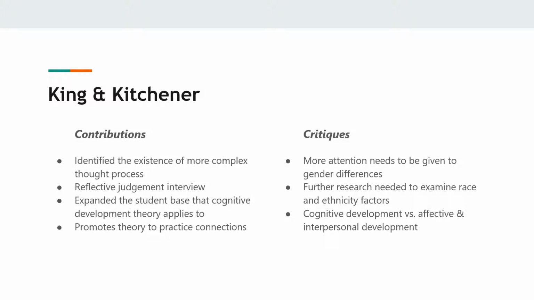King and Kitchener identified the existence of a more complex thought process in response to ill-structured problems, or problems that do not have a definite solution. They used reflective judgment interviews, a process which provided a way for researchers to assess reasoning processes and is still used today. Additionally, they expanded the student population base that cognitive development theory applies to and helped promote theory to practice connections, meaning they discussed the importance of applying the theory both inside and outside the classroom.